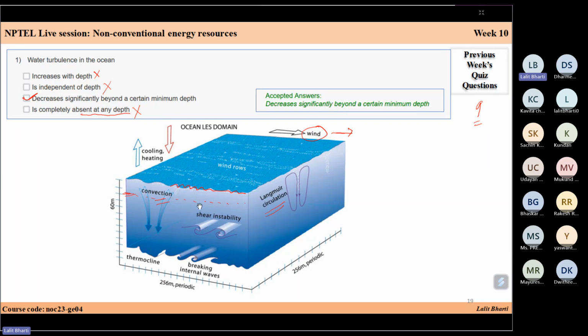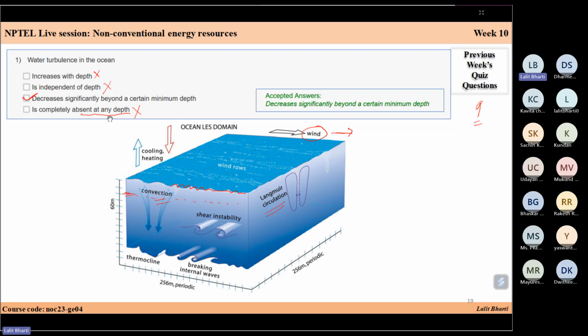So this image also shows the different types of circulation. This is the Langmuir circulation, the shear instability, convection, and then the cooling and heating at the surface of the ocean. So we know that as you go deeper in the sea, your turbulence will decrease. The first option is that it increases with depth. That is incorrect, because we know these turbulences are due to the wind and the cooling and heating. So as you go deep, your turbulence will be very low.